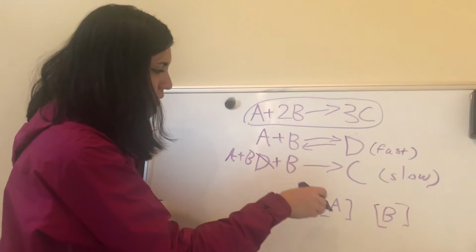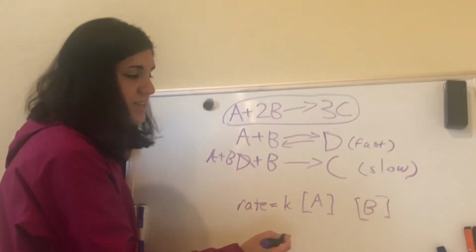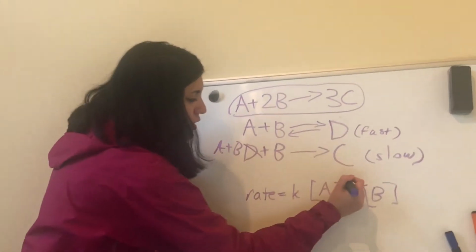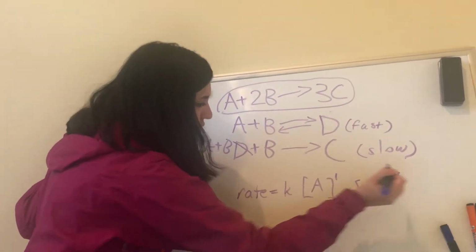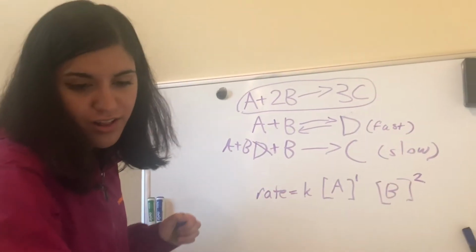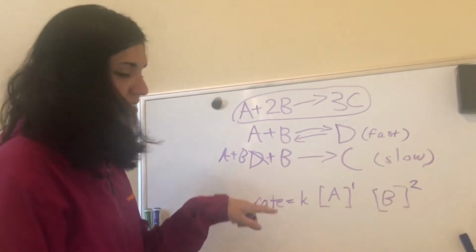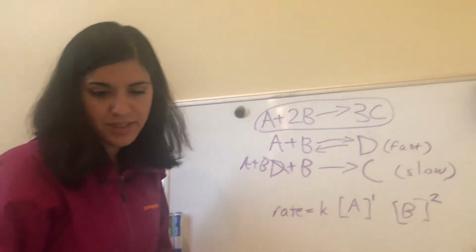So when we come to our final rate, we see that we have one A, so the coefficient of A is 1, and then we have two B's. So B is second order. And that is the reaction order for this mechanism.